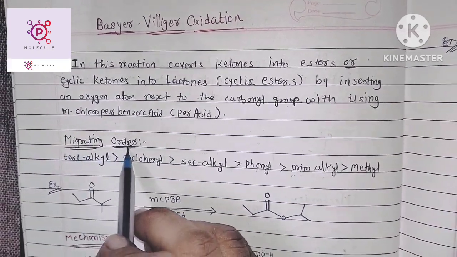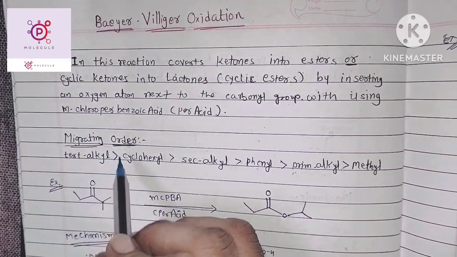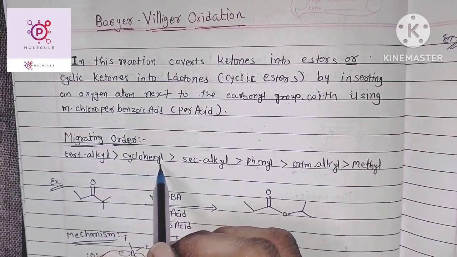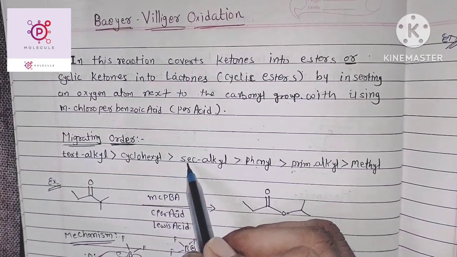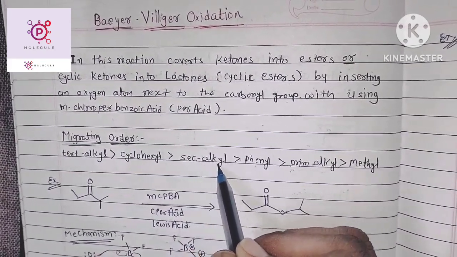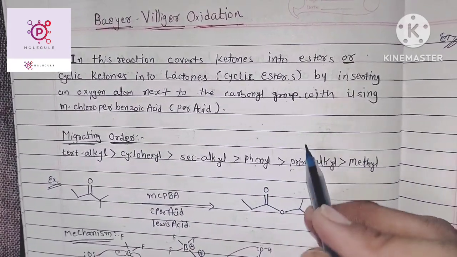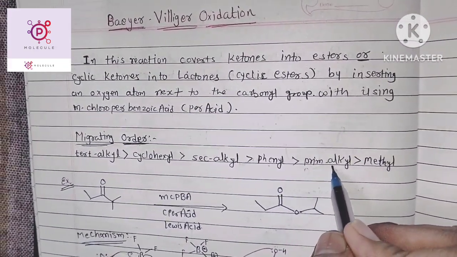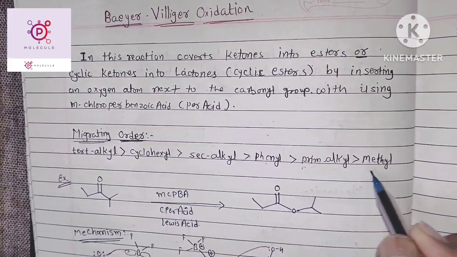And its migrating order: tertiary alkyl greater than cyclohexyl greater than secondary alkyl greater than phenyl group greater than primary alkyl greater than methyl.